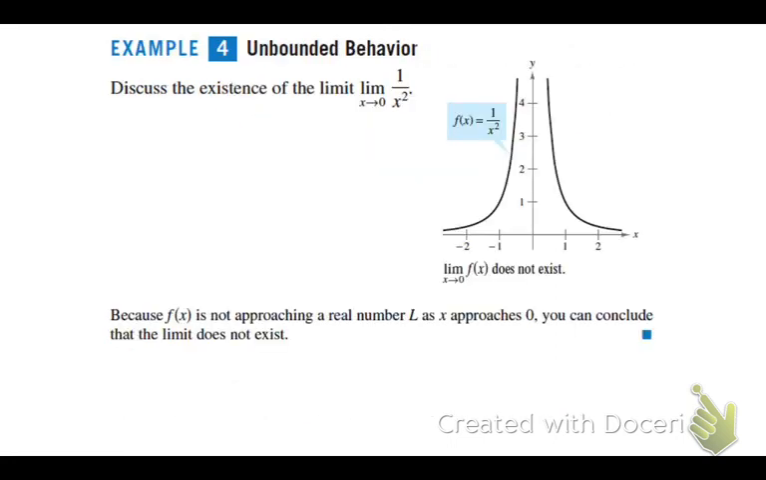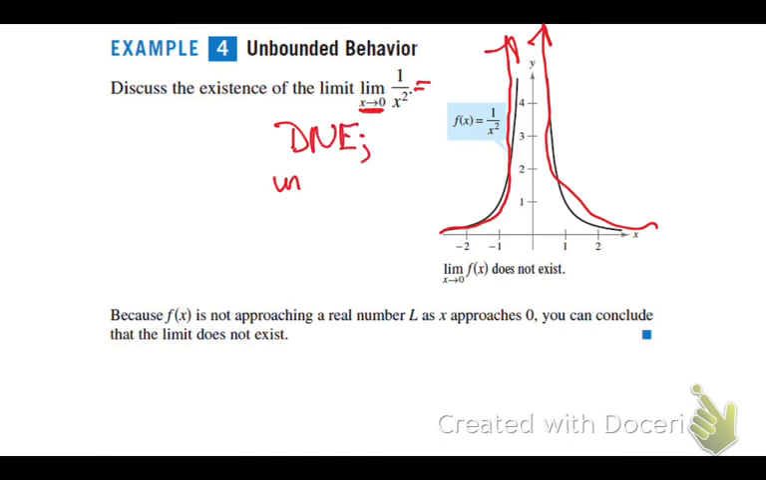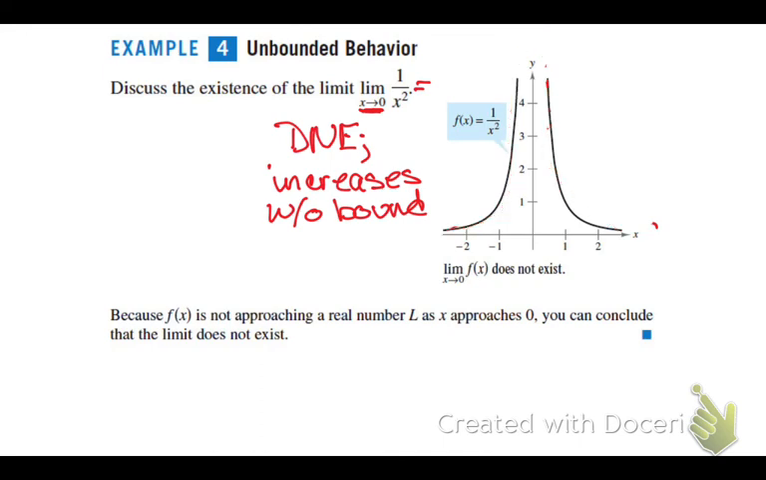So this does not exist because as x approaches 0, from the left it's approaching positive infinity and from the right positive infinity. Can I get to positive infinity? No. So it does not exist. It increases without bound.